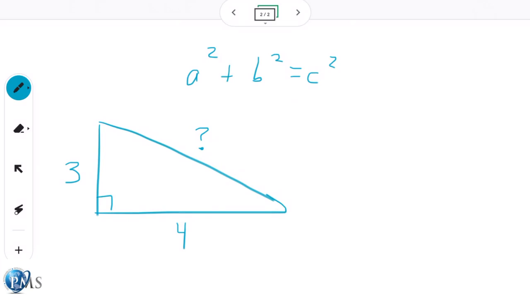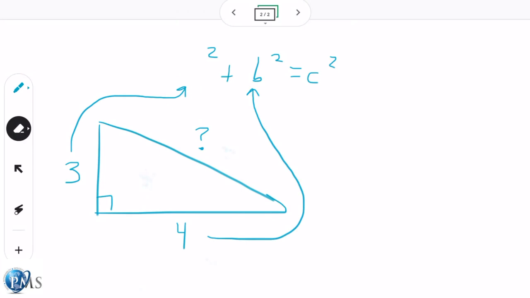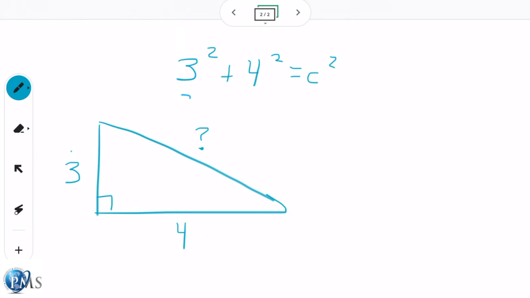So what we could do is we could plug in 3 into A, and we could plug 4 into B, like this. So it would be 3 squared plus 4 squared, and we could evaluate this and figure out what we end up getting. Okay, so 3 squared is 3 times 3. Remember, to square a number means to multiply it by itself. So 3 squared is 3 times 3, which is 9. Plus 4 squared, which is 4 times 4, which is 16. That's going to be equal to c squared, our missing side.